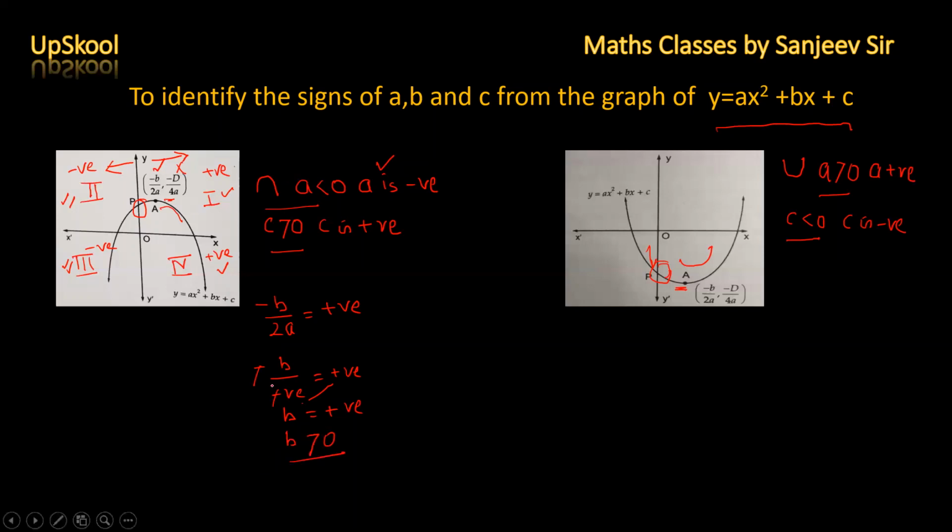Okay, I repeat. First, we have located the vertex. It lies in the first quadrant. Therefore, minus b upon 2a is positive. Here we have discussed a is negative. Now, negative and negative cancel, so b is positive. So what does b positive mean? b greater than 0. We will continue with more questions on the graph.